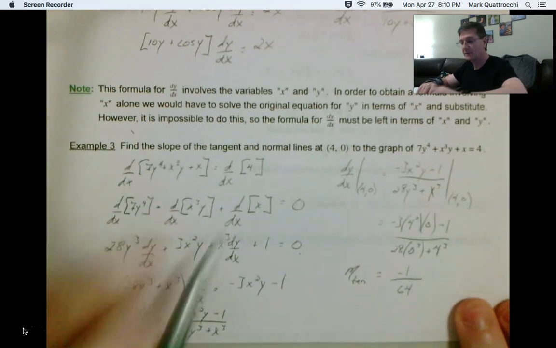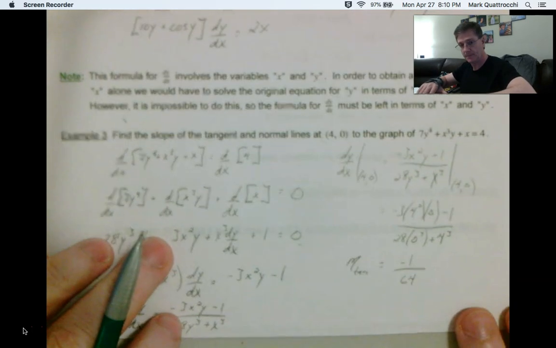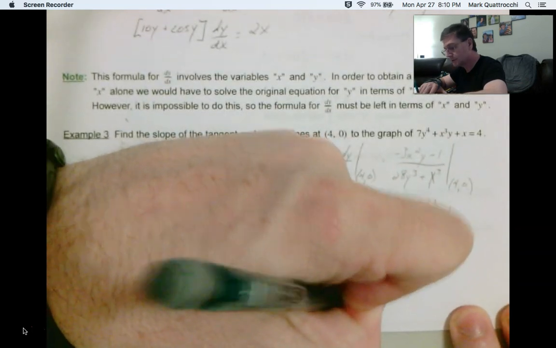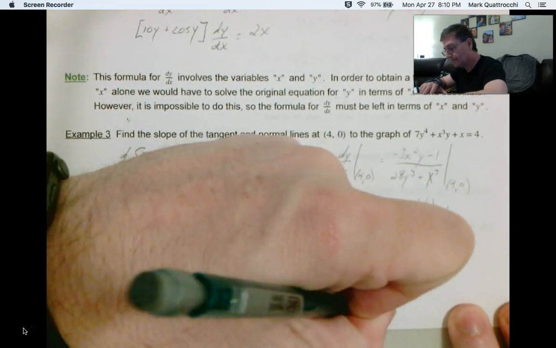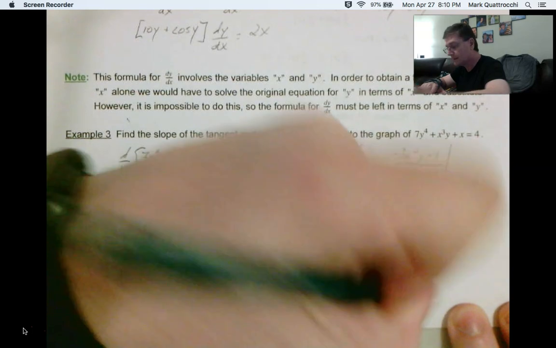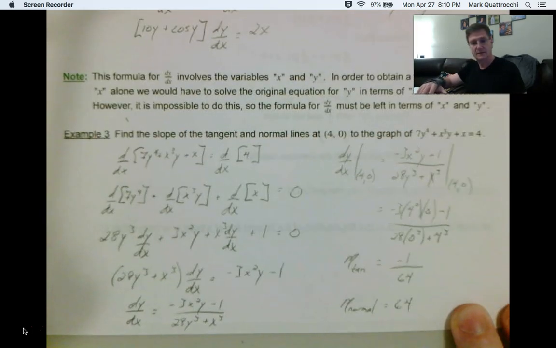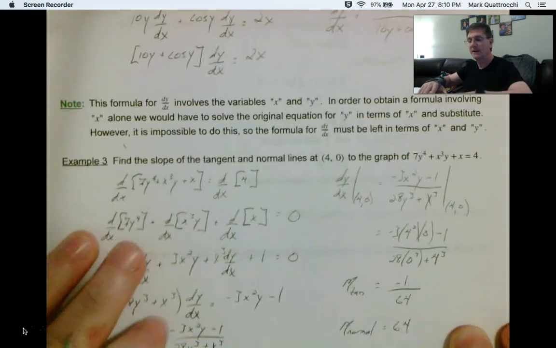The slope of the normal, second part of the question, is the negative reciprocal of the tangent because the normal and the tangent are perpendicular to each other. So the slope of the normal is positive 64. That's example 3.